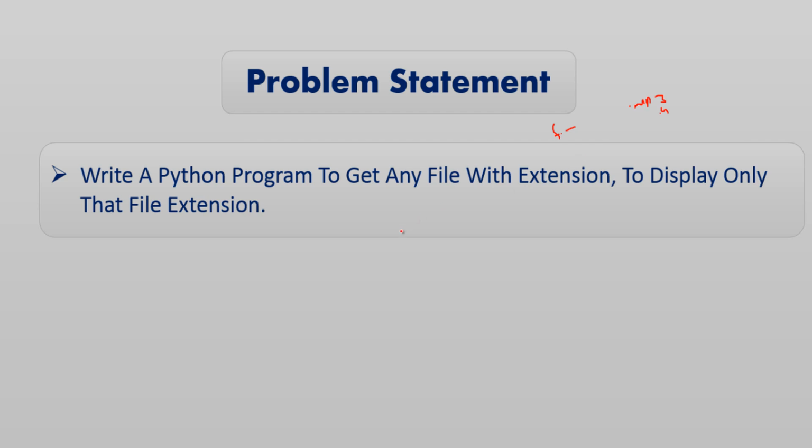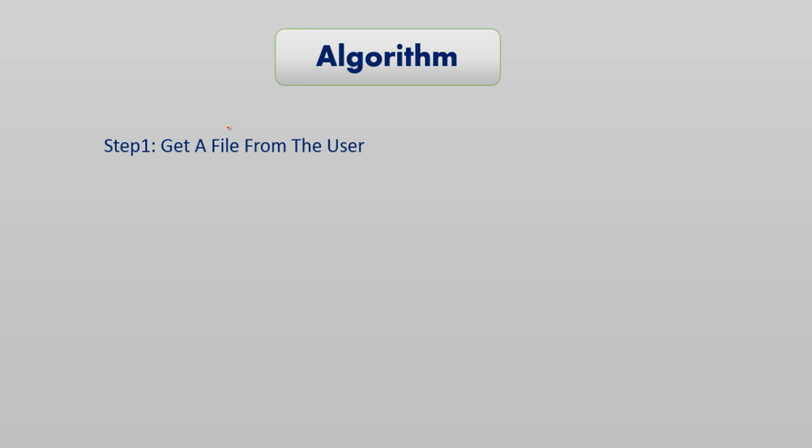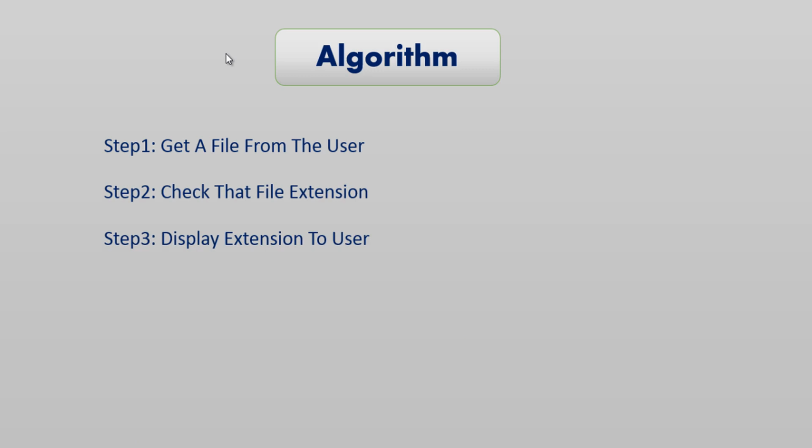So this is the problem statement in which the user will enter a file with extension. You have to check the user's file extension, and you have to display the extension also. This is the algorithm. First of all, you have to get a file from the user, for example 123.png. What you have to do is display only png, because the file the user entered has the extension png. Check that file extension and then display the extension of that file to the user. So this is the end of the algorithm. Now we go to Notepad to see how you can solve this problem.